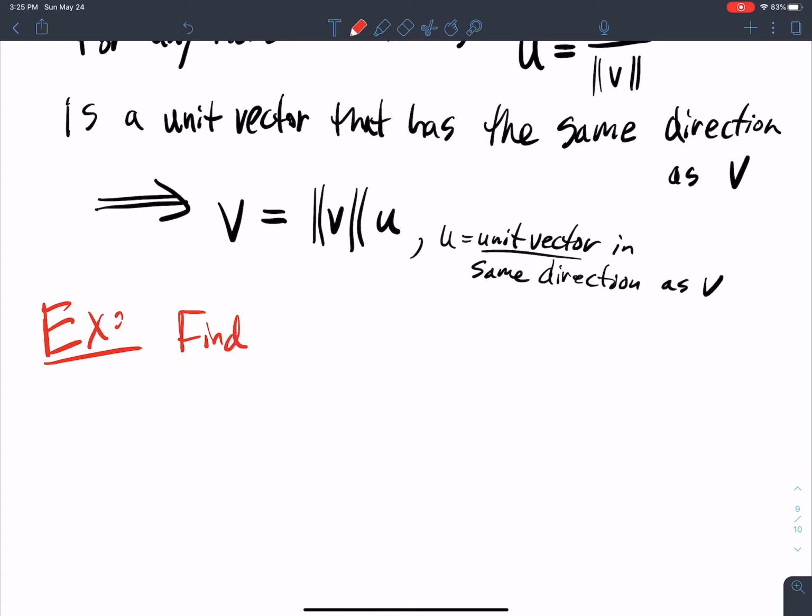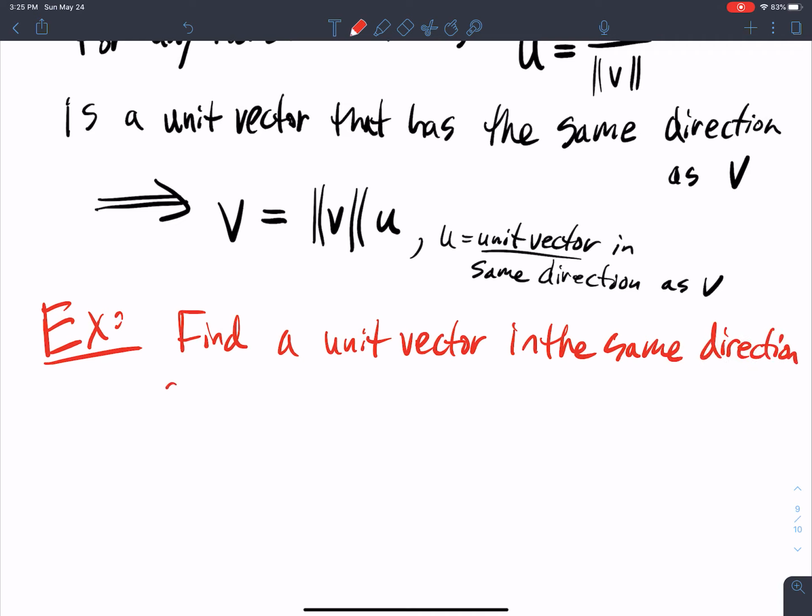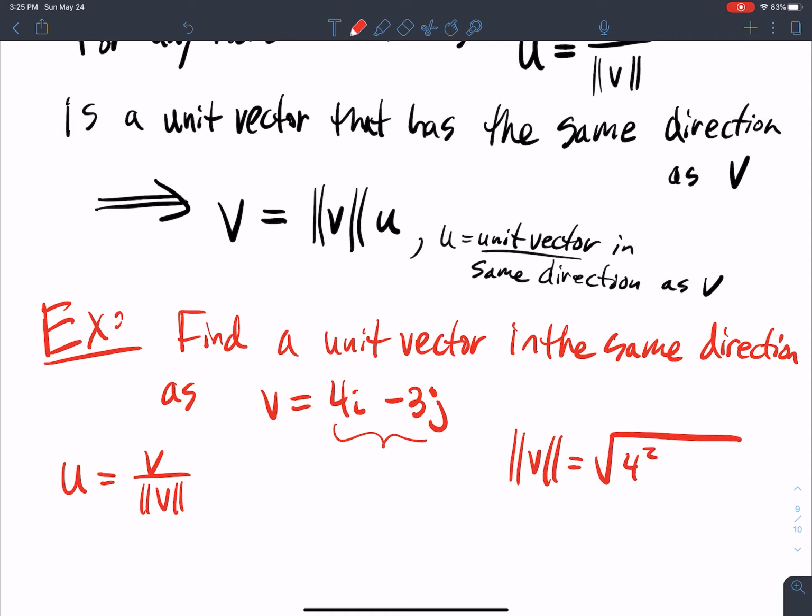Find a unit vector in the same direction as v equals 4i minus 3j. Okay. Well, first, I need to find the magnitude of v, because u equals v divided by the magnitude of v. Well, I've got v, right? So I've got the numerator. I just need to find the magnitude of v. The magnitude of v is the square root of 4 squared plus 3 squared. Okay, I just square that distance, right? Get my triangle, Pythagorean theorem. 16 and 9 makes 25. Square root of 25 is 5. So that makes that pretty easy.